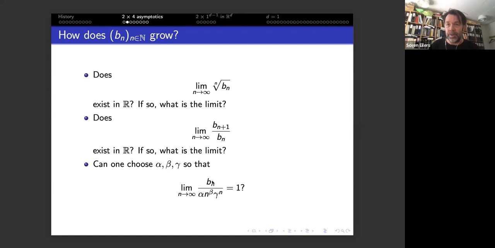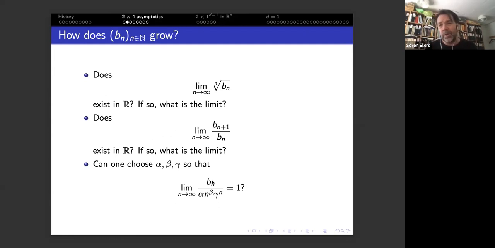There are several ways you can make sense of this. What you, for instance, can do is take the nth root of bn and see if that converges. If that converges, that's a bit like saying that bn is roughly c to the n, right? So bn is an exponential growth with a base number c. And the base number, of course, is really what you would like to know, because that governs the most fundamental behavior of the growth of this sequence.